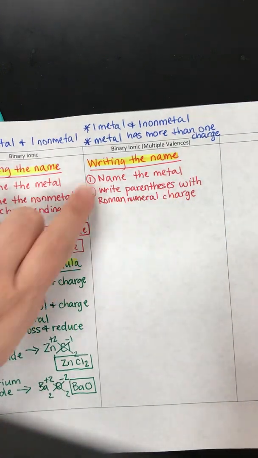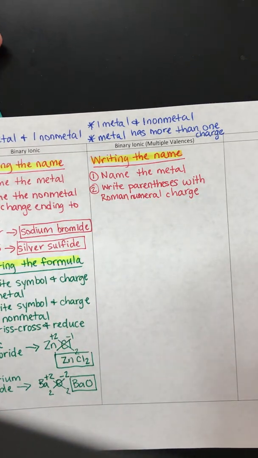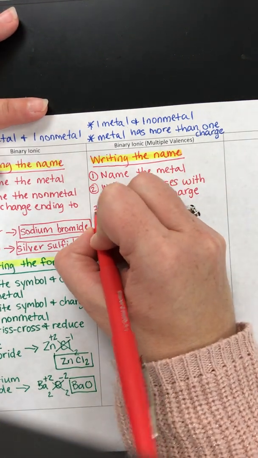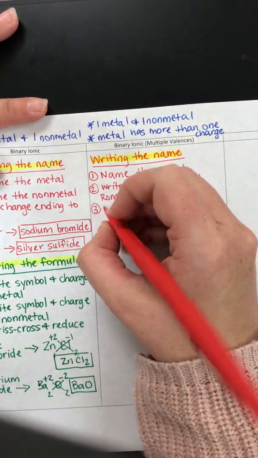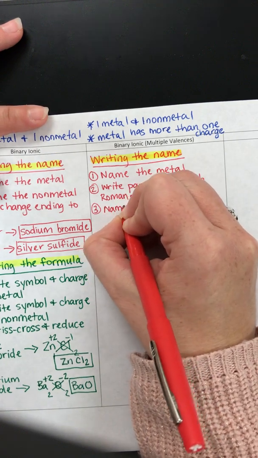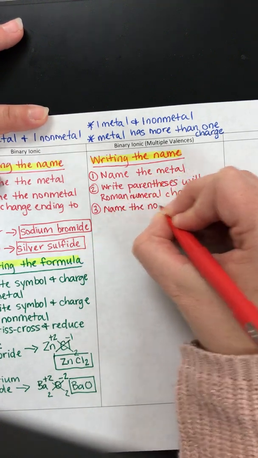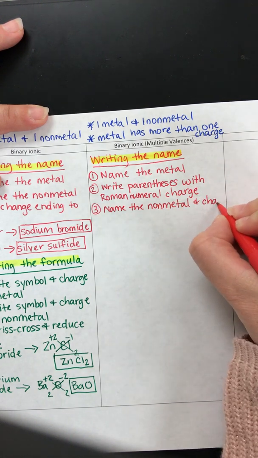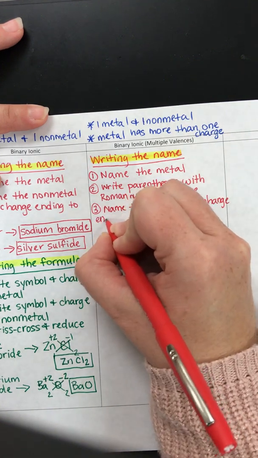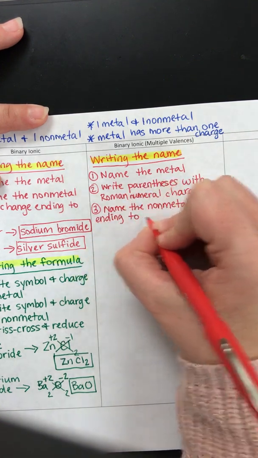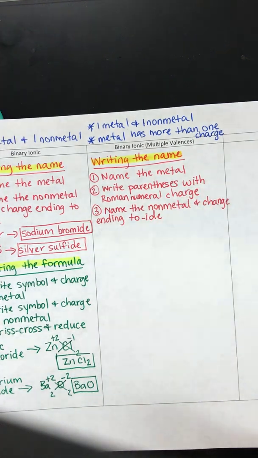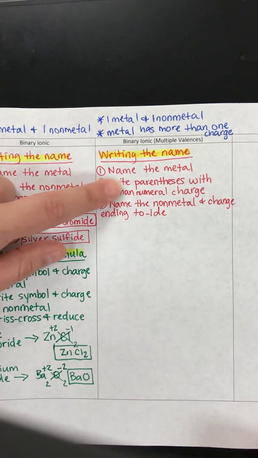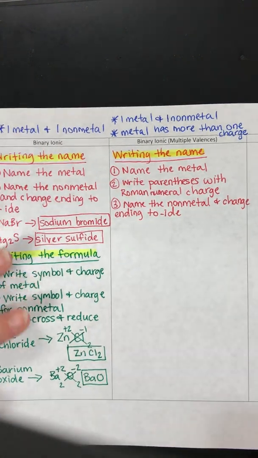Okay, we're gonna write parentheses with a Roman numeral charge, and you'll see how that looks. It's on that polyatomic chart I showed you, so you don't have to worry about it if you don't know what you're doing. Okay, and then our third step is we are going to name the nonmetal and change ending to "-ide" again. Okay? So that part, we're still gonna name the nonmetal, and we're still gonna change the ending. That didn't change, okay? The new part here is that we're gonna write these parentheses, and you'll kind of see how that looks in just a second.